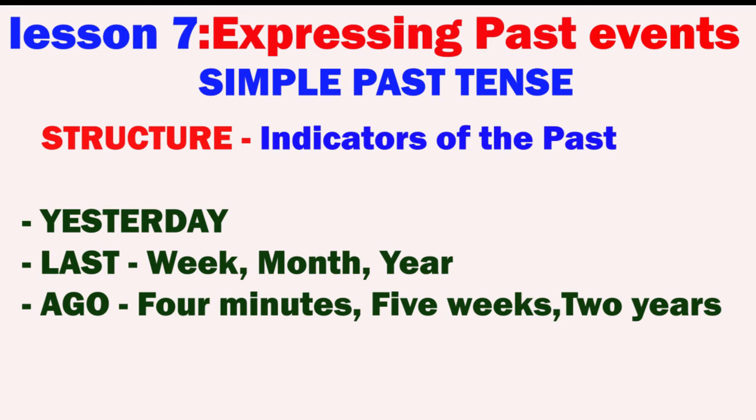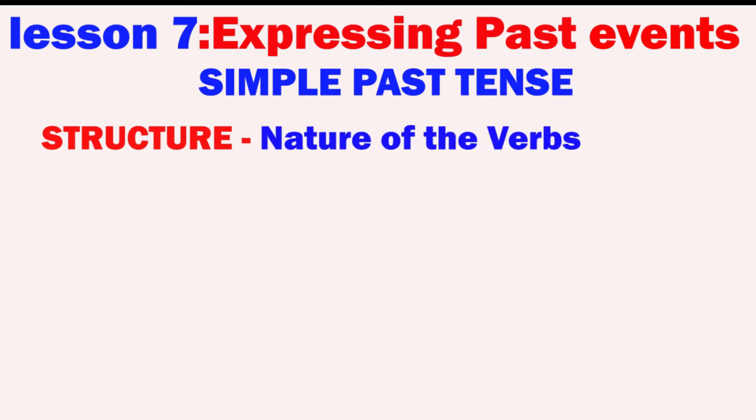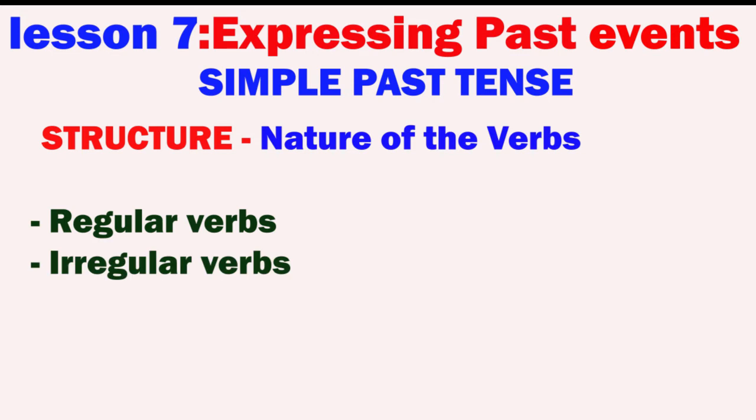But also you need to take into consideration the nature of the verbs used in expressing past events or actions. We normally use two kinds of verbs. The first is called the regular verb, and the second is called the irregular verb. Regular verbs are those verbs that end in ed. So when you want to express a past event, you must use these regular verbs which end in ed.